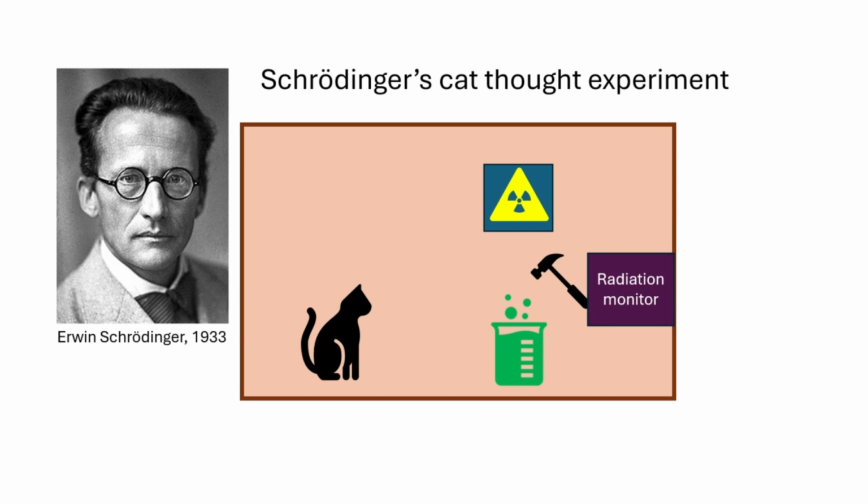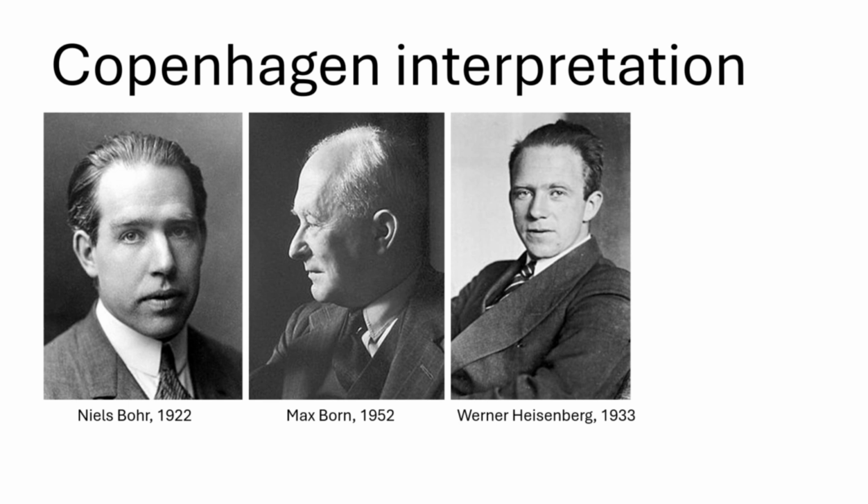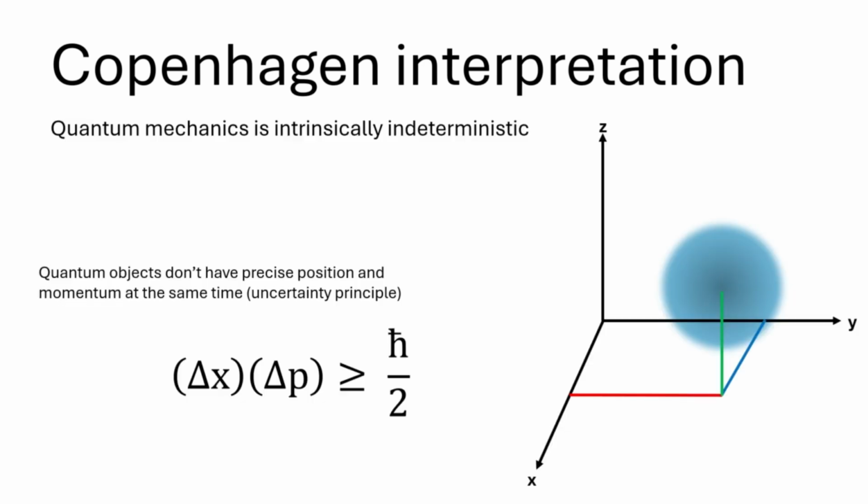Hi everyone, let's talk about quantum superposition and Schrodinger's cat thought experiment. To give some background, many prominent scientists developed what is known as the Copenhagen interpretation of quantum mechanics. This interpretation says that quantum mechanics is fundamentally indeterministic and probabilistic by nature.